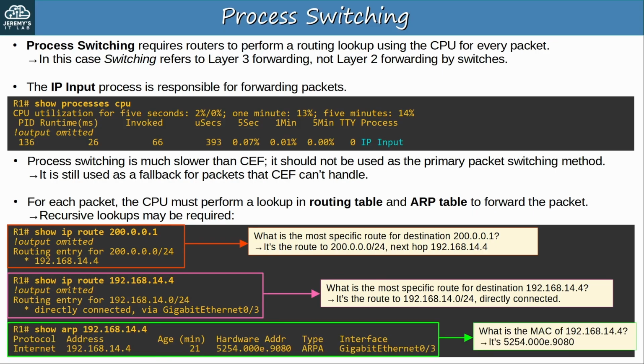Because the next hop is directly connected, it checks its ARP table to learn the MAC address of the next hop. Now it has the info it needs to forward the packet. This process of using the CPU to check the contents of the routing table and ARP tables for every single packet is not efficient.